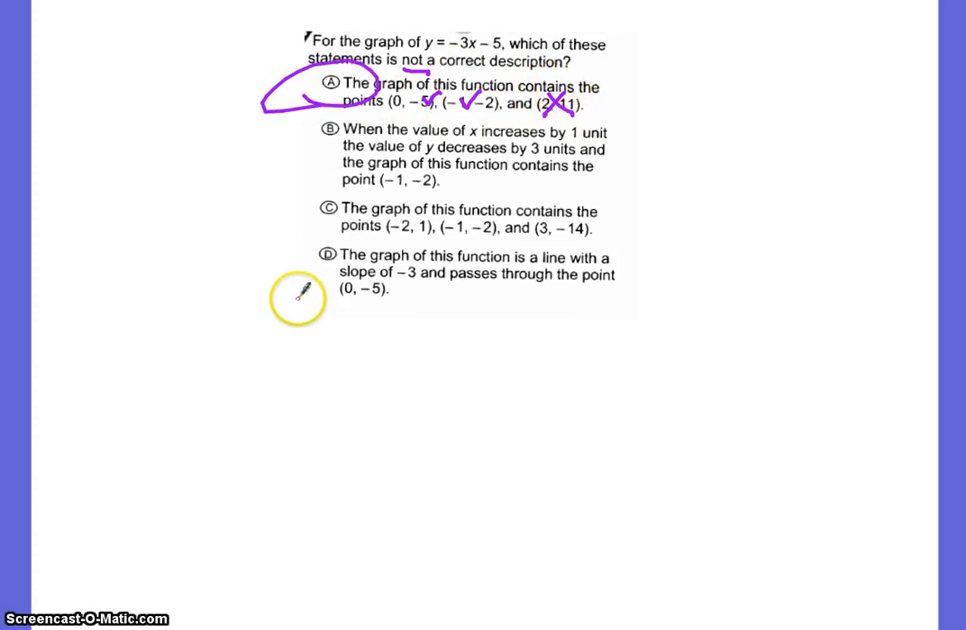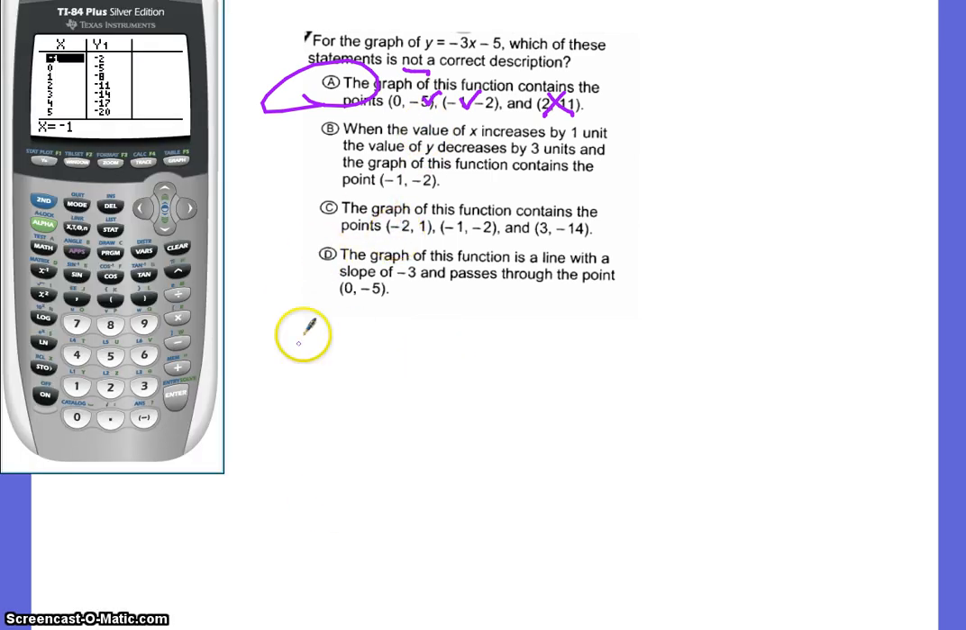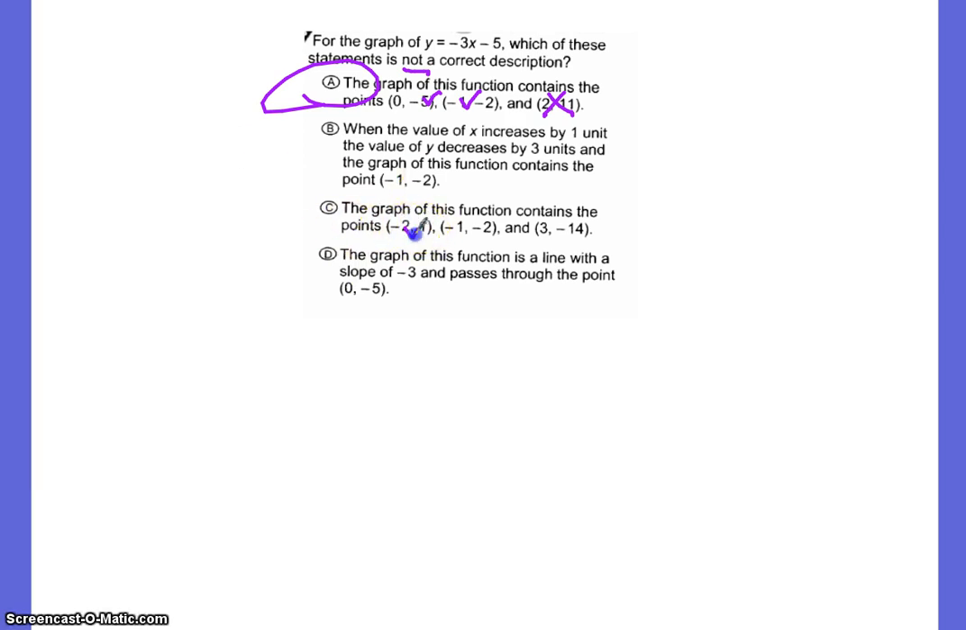Now on the day of the real test, I would want you to check everything. And you would discover that all of these did work. For example, negative 2, 1 works. Negative 1, negative 2, and 3, negative 14. So like these were all good. Well, it had to not be correct. For this one, you would need to put it into stat and get an equation. Okay. So I understand you wanting to stop at A. Just be careful when you find that and don't try the others.